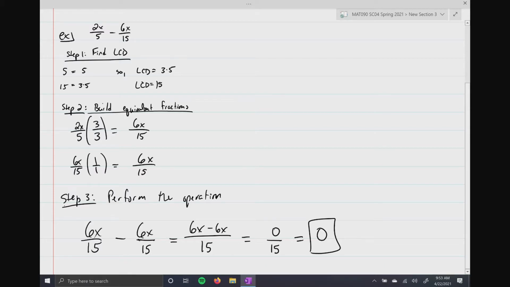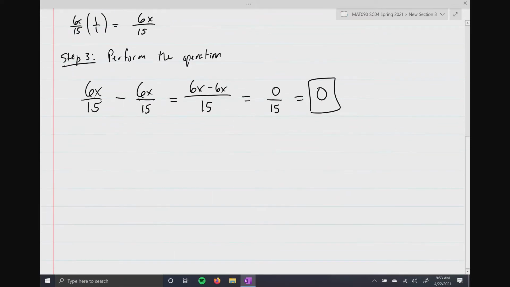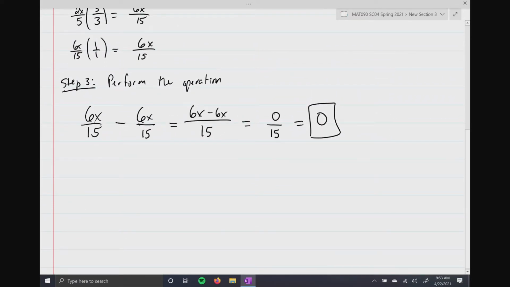All right, let's do another one. We'll do one more, okay? Because these are kind of straightforward. If I'm moving too fast, you've got to let me know. All right? So here's our second example. Add 7 over 8a and 5 over 12a squared.